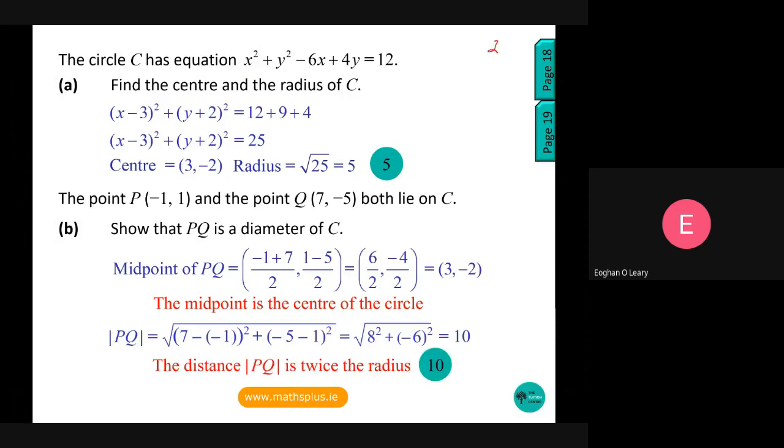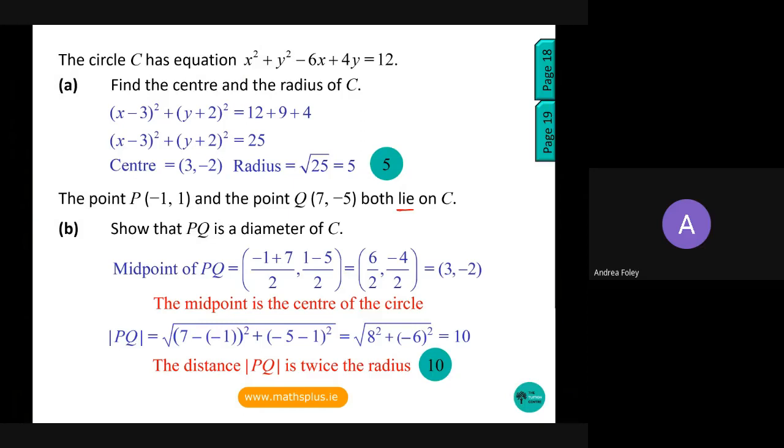And because we know that P and Q are on it, because we're told that they lie on C, that must mean again that PQ is the diameter, because the length between them is twice the radius. It's a 10-mark question. So this one's marked on a 0, 4, 8, 10 scale.